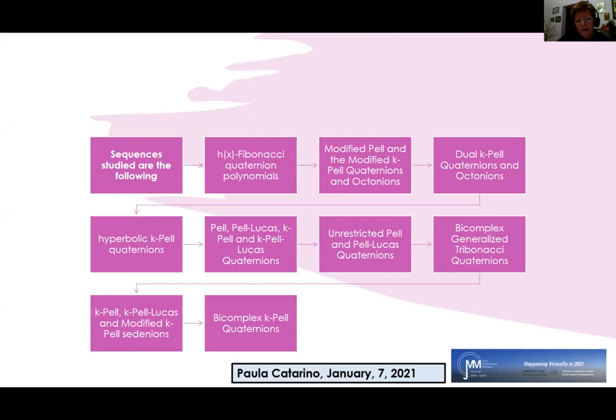Basically, I will present this kind of sequence that I have published. The first one that I will present is the h of x Fibonacci quaternion polynomials sequence. Then modified Pell and modified kappa Pell quaternions and octonions. Also dual kappa Pell quaternions and octonions. Hyperbolic kappa Pell quaternion sequence. Pell, Lucas, kappa Pell and kappa Pell Lucas quaternions, unrestricted Pell and Pell Lucas quaternions, B-complex generalized Fibonacci quaternions, kappa Pell Lucas and modified kappa Pell Sedenions, and finally B-complex kappa Pell quaternions.